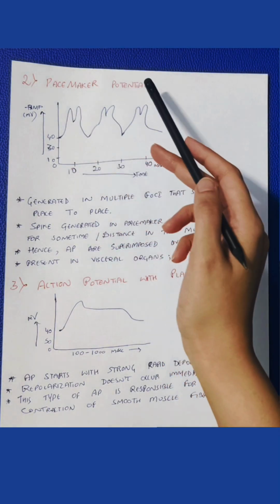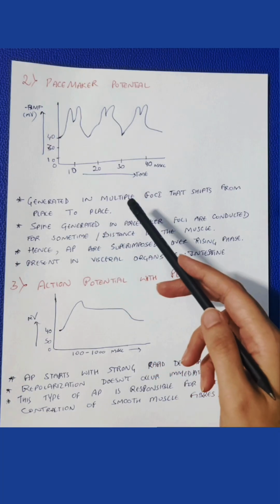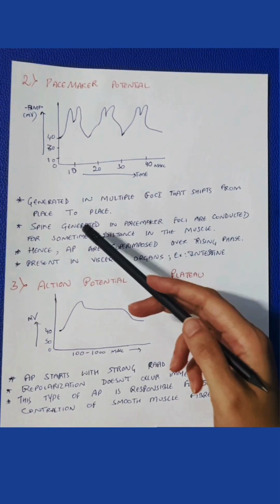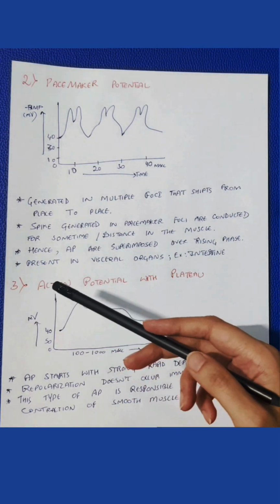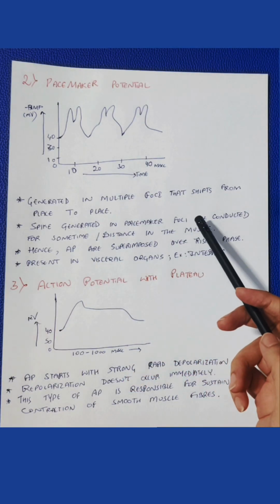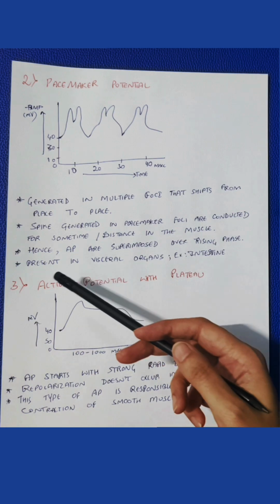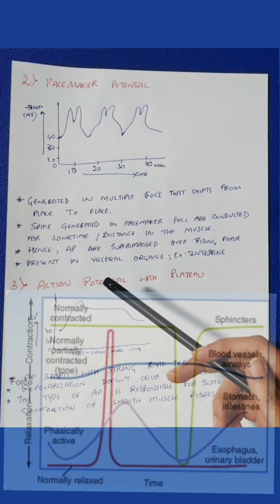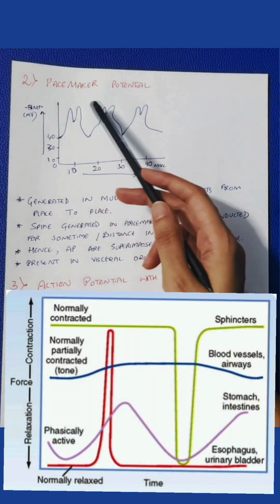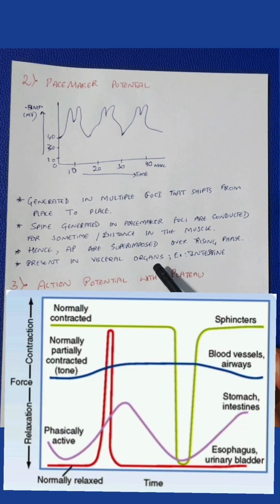There is a pacemaker potential that is generated in multiple foci that shift from place to place. Spikes are generated in pacemaker foci and are conducted for some distance in the muscle. Hence, the action potentials are superimposed over the rising phase, present in visceral organs such as the intestine.